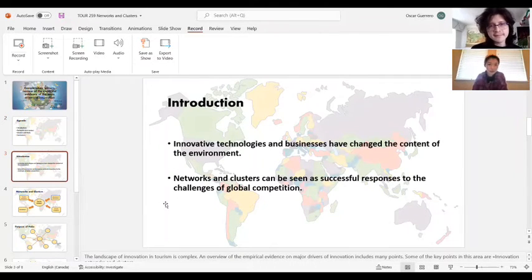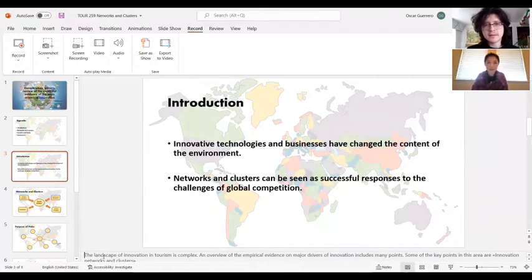Okay, introduction. So the landscape of innovation in tourism is complex. An overview of the empirical evidence on major drivers of innovation includes many points, and some of the key points in this area are innovation networks and clusters. Next slide, please.